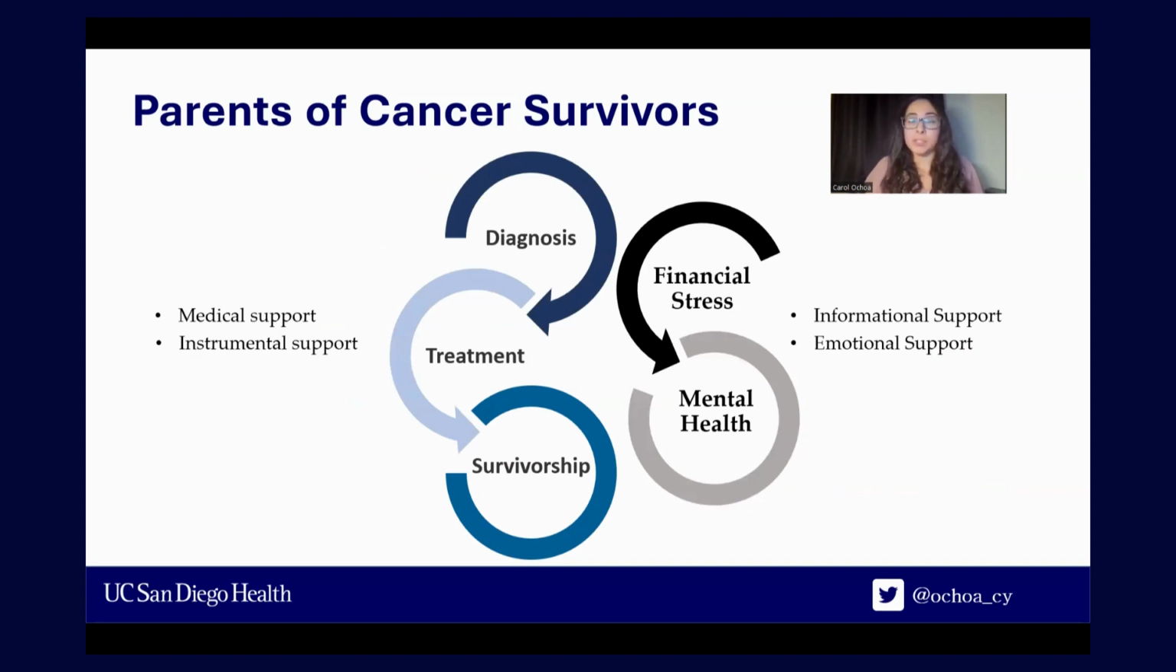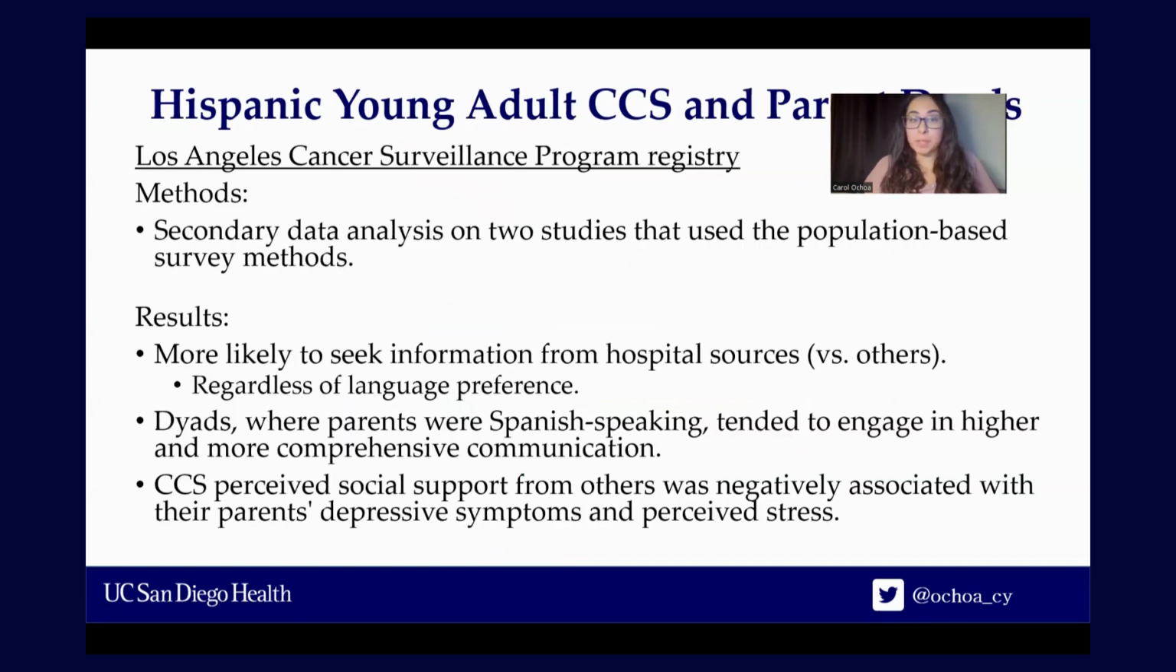Something unique to this population is that due to their young age at diagnosis, parents often act as informal caregivers throughout the cancer continuum, meaning from time of diagnosis to treatment to survivorship, and they provide a wide spectrum of support, which can often create financial stresses for parents and can cause long-term mental health issues or illnesses such as post-traumatic stress disorder and depression.